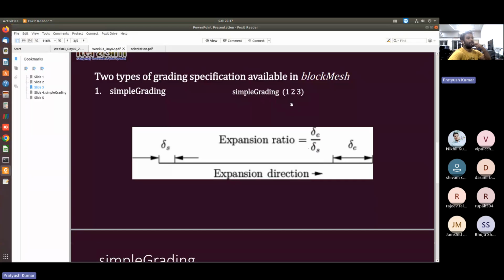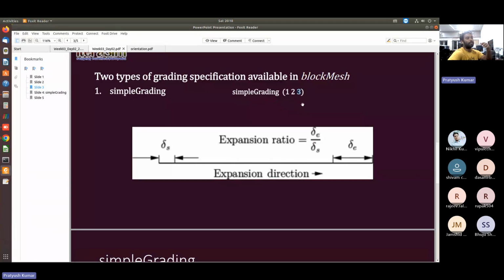So if you are specifying 2, it means that the cell size given here, delta E, upon the cell size given here, delta S, is equal to 2. And if you are specifying 3, it means that the size of this cell upon the size of this cell is equal to 3. So this is related to the expansion ratio. Now if you want this cell size to be larger compared to this cell size, then you can define the ratio as 1 by 2, equal to 0.5.